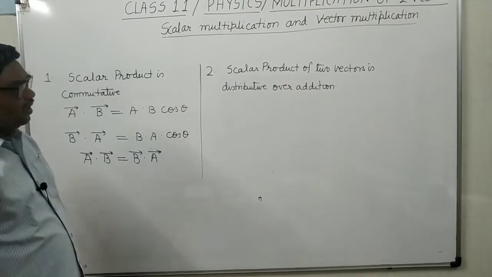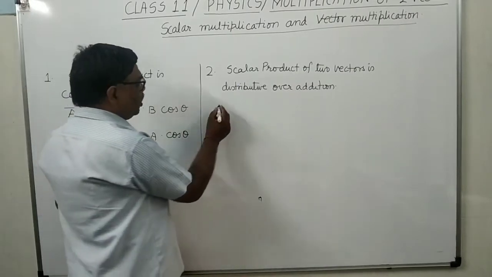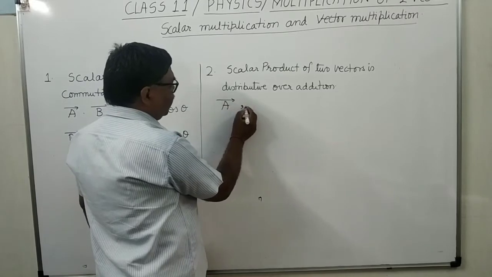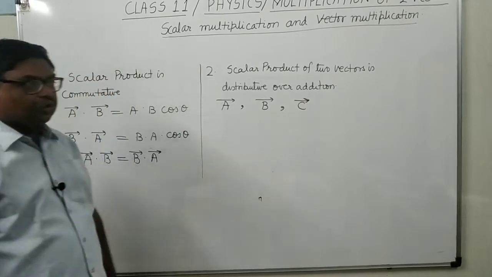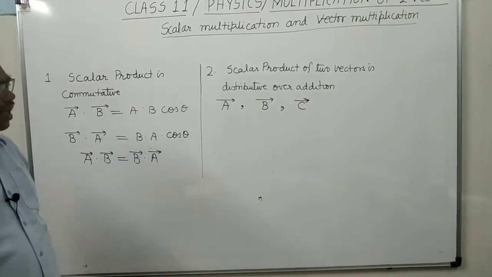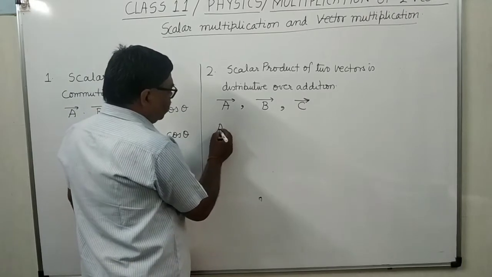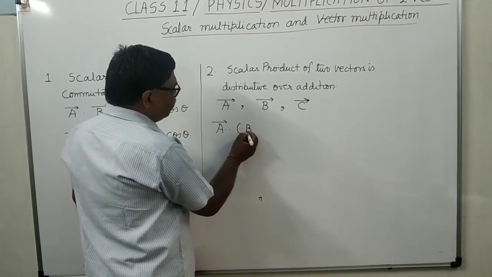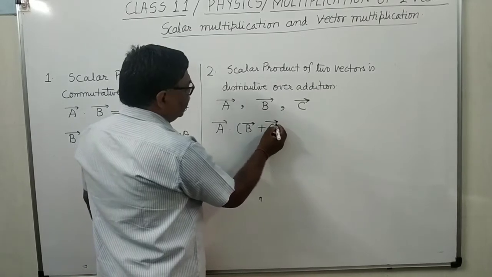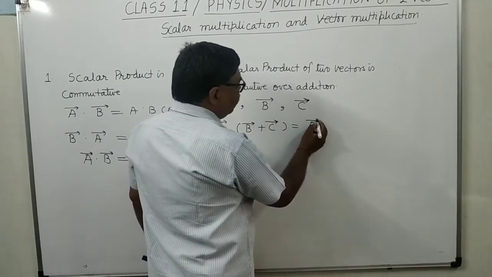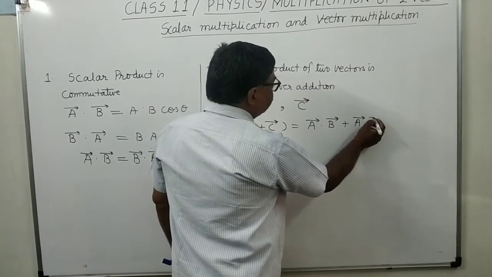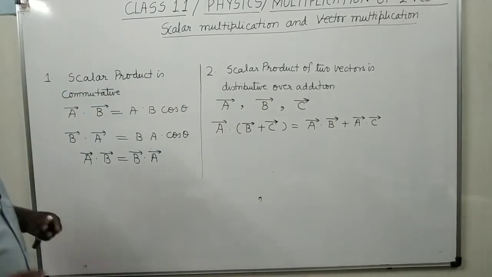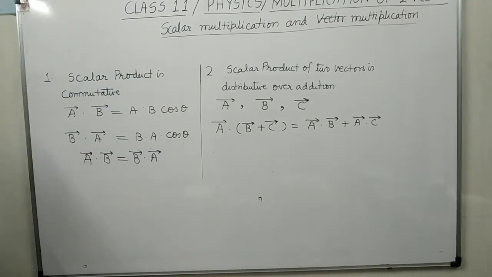Now how will you write it in formula form? Suppose there are three non-zero vectors, vector A, vector B and vector C. Non-zero means whose magnitude is not zero, means neither one is null vector. So vector A dot (vector B plus vector C) will be equal to vector A dot vector B plus vector A dot vector C.